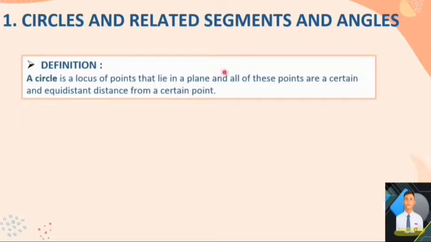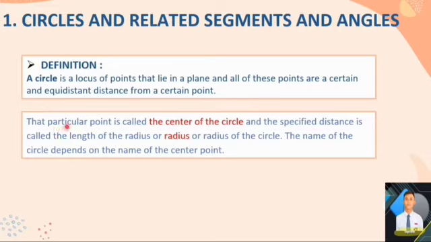A circle is a locus of points that lie in a plane, and all of these points are a certain and equidistant distance from a certain point. The particular point is called the center of the circle, and the specific distance is called the length of the radius of the circle. The name of the circle depends on the name of the center point.